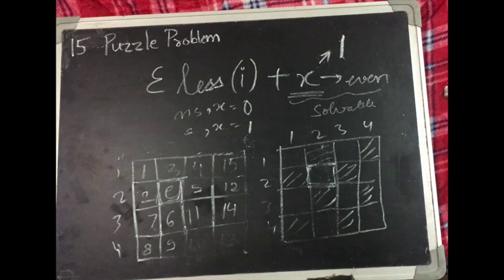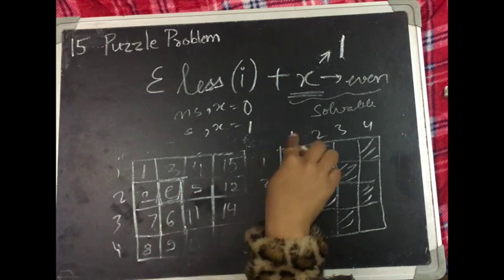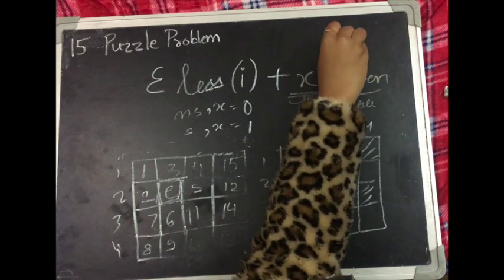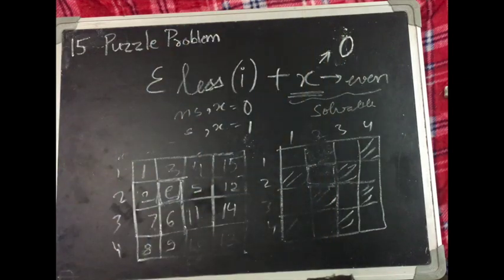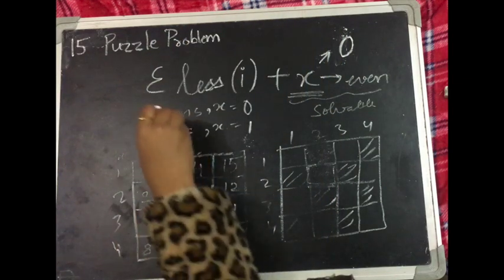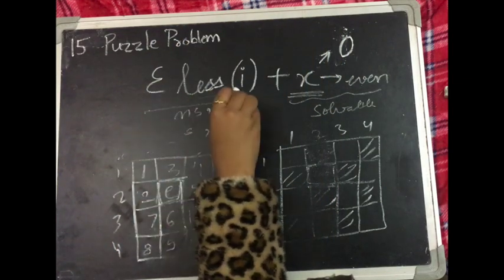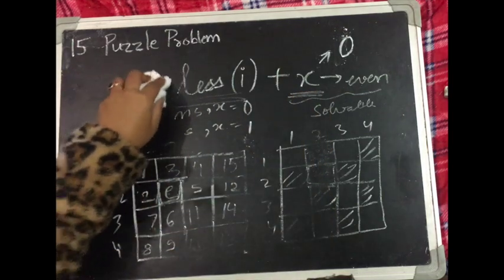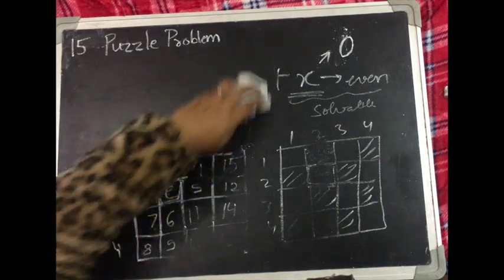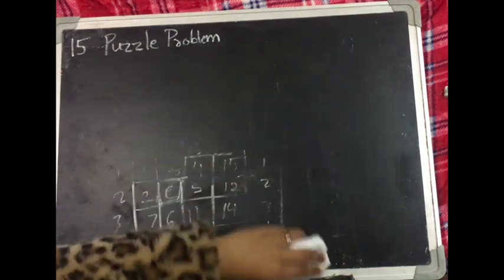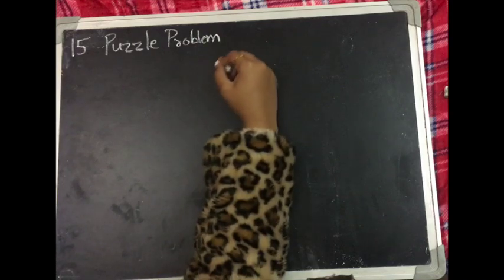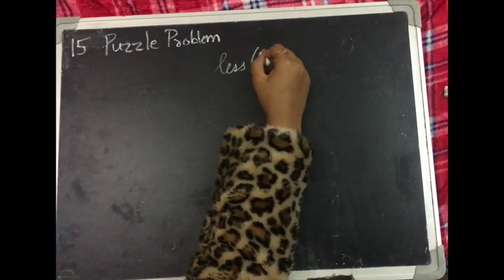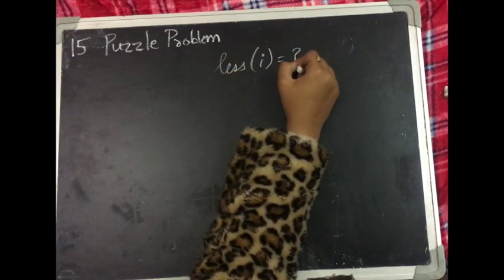So here the value of x for this puzzle will be equal to 0. Now we have to find what is this summation of less of I. You remember this value. We'll erase everything for now. So now, what is less of I?